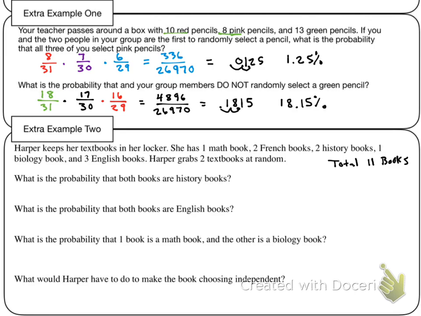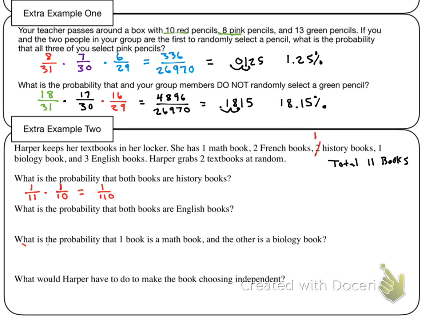So let's say she picks her first one out. The probability that she has it be history, looks like she has 2 history books, is 1 out of 11. Now times, remember that she picked one of these history books out. Now the second time, what are the chances of her getting a history book again? She had two. She picked one. She only has one left now. And there's only 10 books left in her locker, right? Because she had 11. She picked one out. She's holding her history book. So there's only 10 books left in her locker. So now her probability is 1 out of 110.